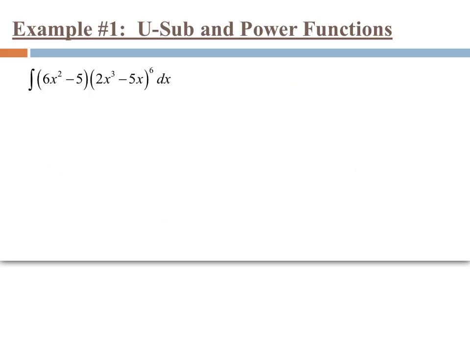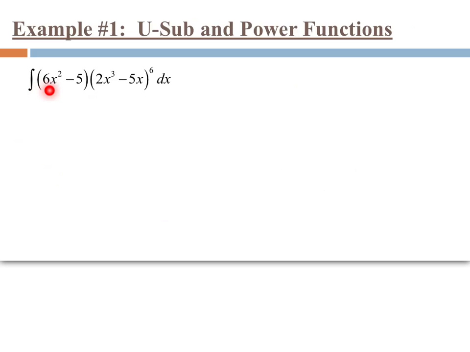Now this integral here looks a little frightening. The integral of the quantity 6x squared minus 5 multiplied by the quantity 2x cubed minus 5x to the 6th power dx. Now if you look at this question and you get concerned by all the different powers and all the different functions and expanding that might be necessary, don't worry about it. Look carefully at this problem. Do you see a part of a function whose derivative shows up somewhere else in the integral?